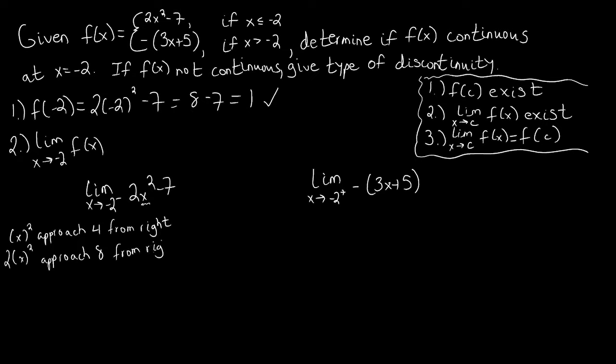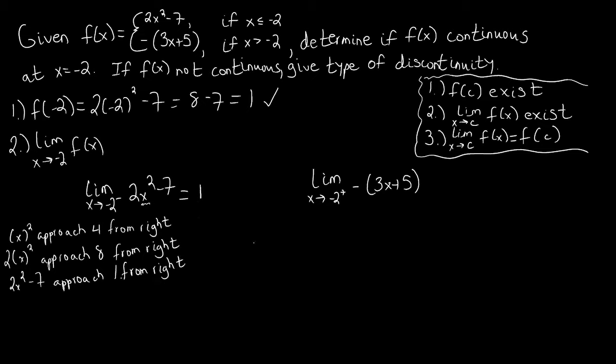So what does that mean? Well, we know that 2x squared is going to approach 8 from the right, and then we're going to subtract 7 from that. So our 2x squared minus 7 will approach 1, and it will specifically approach it from the right as well. So that's what we have there. The limit as x approaches -2 from the left will be 1.